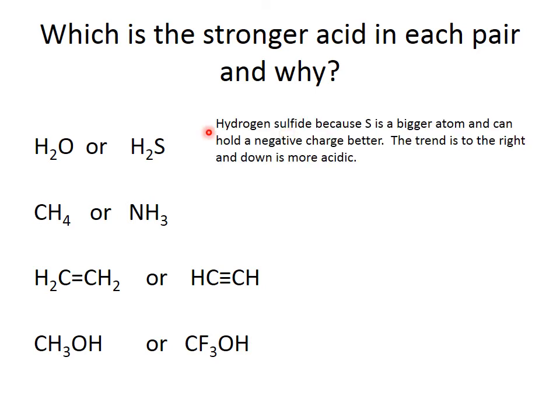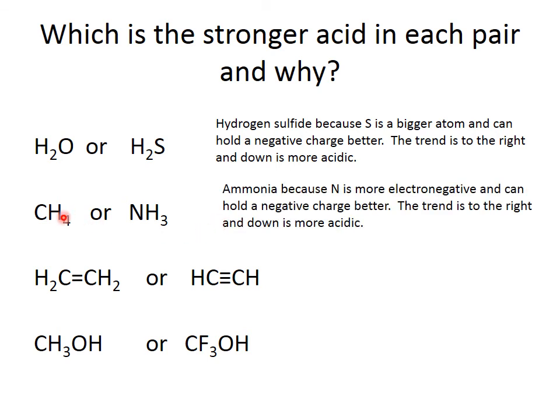Okay, now the weaker acid here is going to be water. The stronger acid is going to be hydrogen sulfide. Why? Because sulfur is a bigger atom and it can hold the negative charge better. And remember, the trend in acidity is as you go to the right and down, the hydrogens attached to those atoms become more acidic.